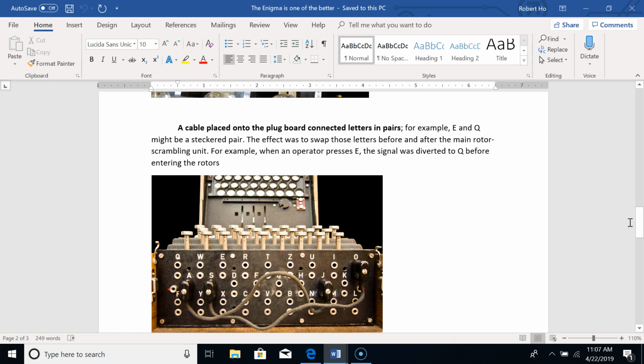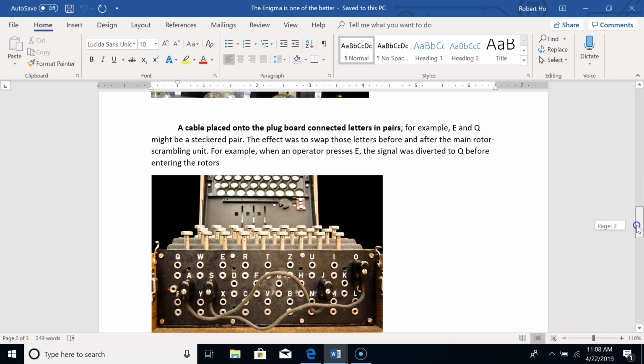This is a cable placed onto the plug board that connects letters in pairs. For example, the letter E may be connected to the Q, but in this case, A is connected to the J, and S connected to what letter? We can check that afterward. But that is the concept. For example, E connects to Q, which might be called a stecker pair. So the effect was to swap those letters before and after the main rotor scrambling unit. For example, when the operator presses E, the signal is diverted to the Q before entering the rotor.